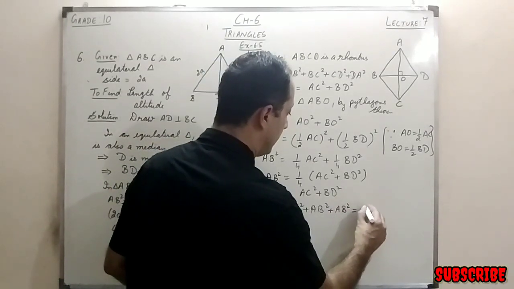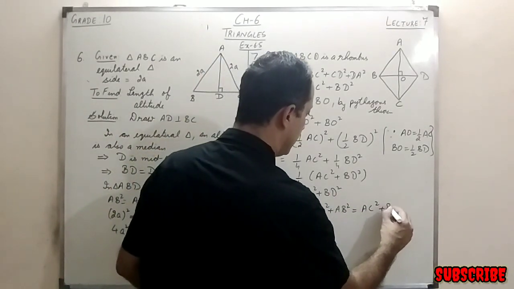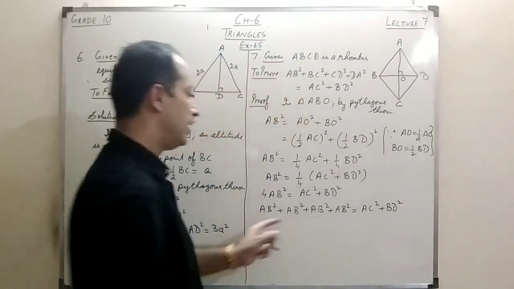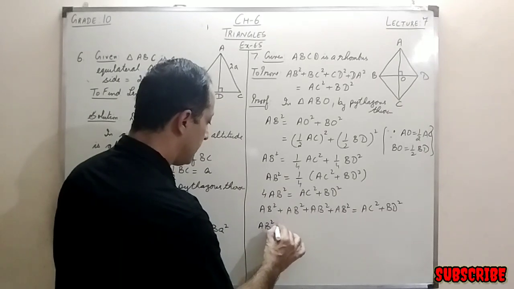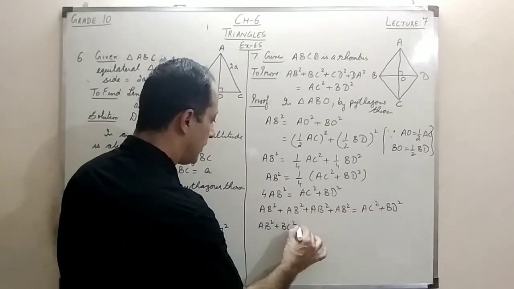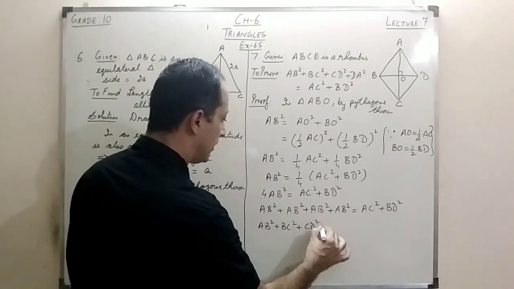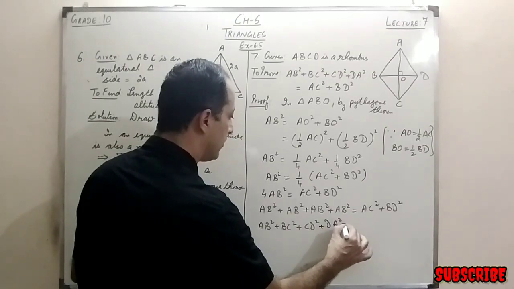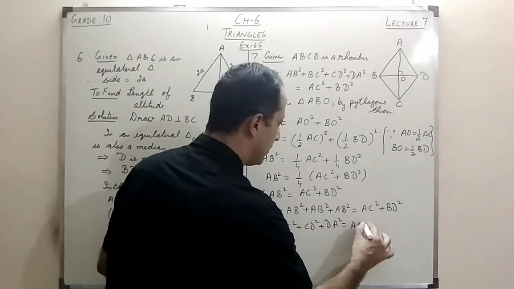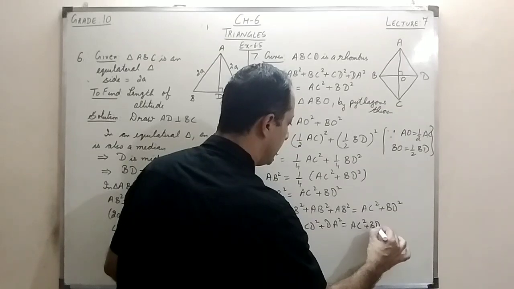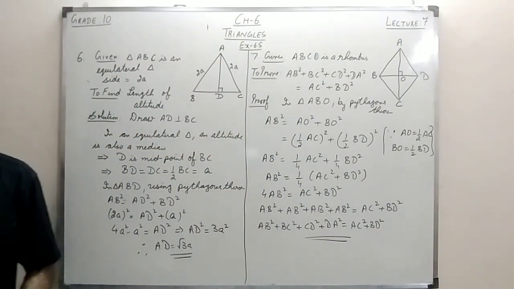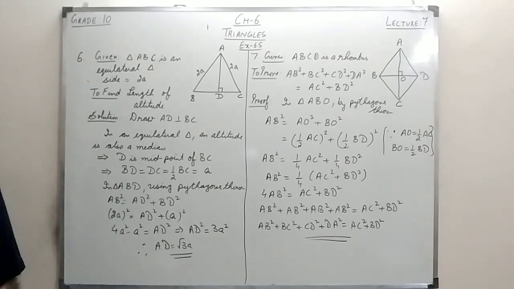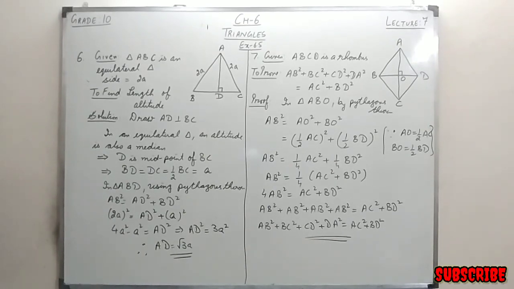And that's equal to AC square plus BD square. Now I can change. I can write AB square plus BC square plus CD square plus DA square equals AC square plus BD square. So this is the proof of question number 7. Now let's see question number 8.